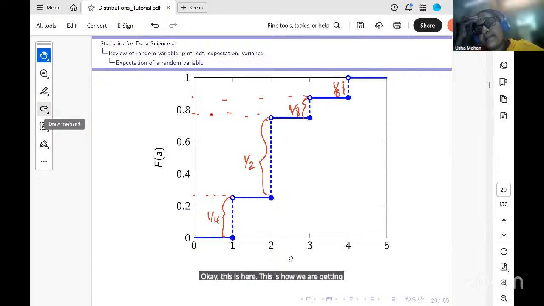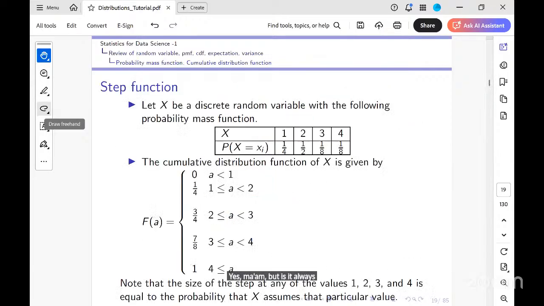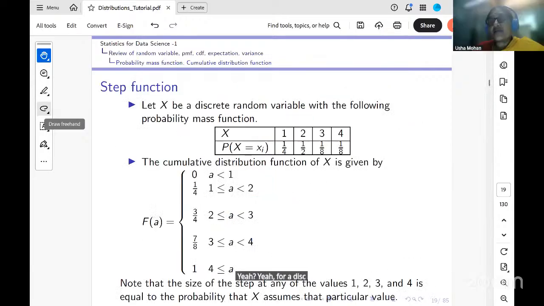Is that clear? Yes, ma'am. But is it always a step function? For a discrete random variable, yes.